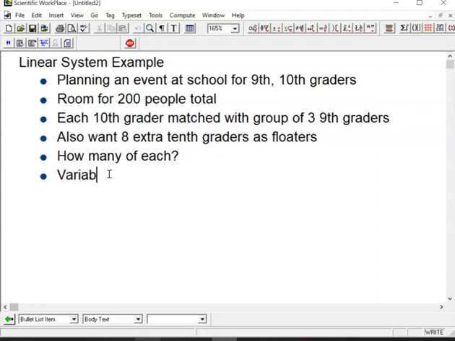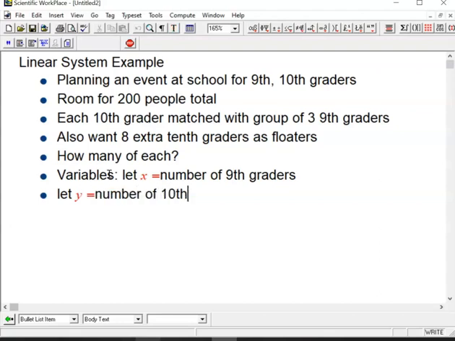Well, let's look at our variables. Let's say let x equal the number of 9th graders. Let y equal the number of 10th graders, and see what these conditions say. Well, the total, that's pretty easy. x plus y equals 200.